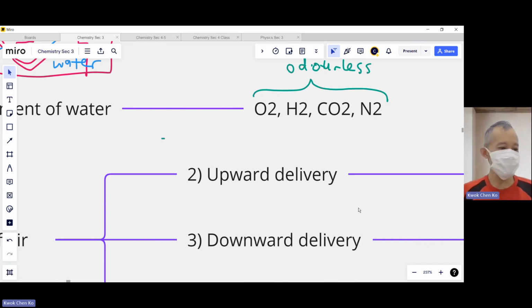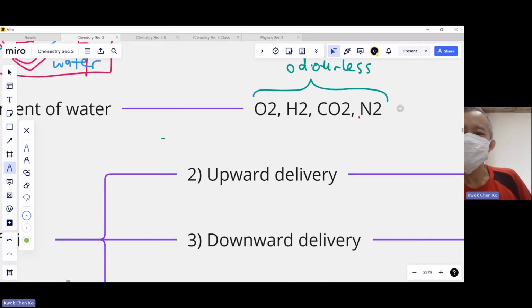Okay, come. What's the Mr for N2? 28. How does that compare to air? It's lesser. Yeah, it's less, but there's a problem here, because they are very close. So technically speaking, this will not be a very good method for N2, so take note. But yeah, this one is upward.